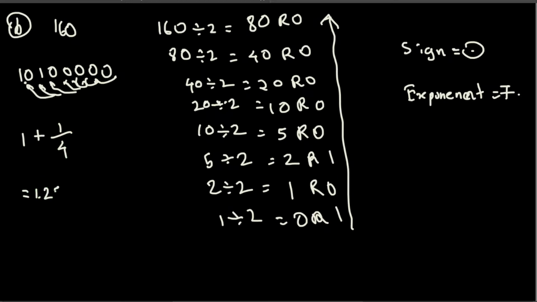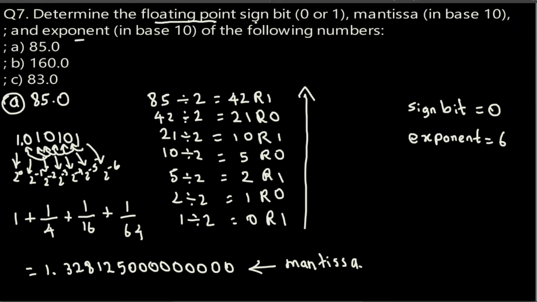1.25, and then we have taken care of 3 digits, so there are 13 more digits left. We fill up that one with zeros. 4, 5, 6, 7, 8, 9, 10, 11, 12, 13. Okay, so that is our mantissa. That's our answer for the B part. Now let's do the C part.